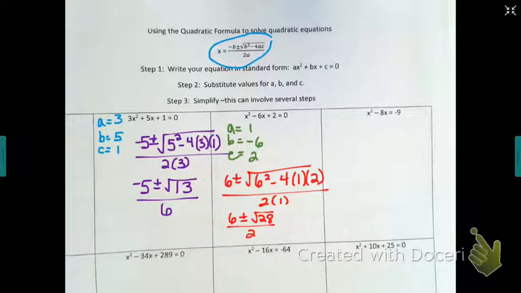Okay? So out to the side, I'm going to kind of do it maybe up here. I'm going to divide 28, and see what I get. So I'm going to divide by 2. You get 14. Divide that by 2, you get 7. So what does that give me? Okay, so I'm going to rewrite this as 6 plus or minus 2 square root 7 over 2.